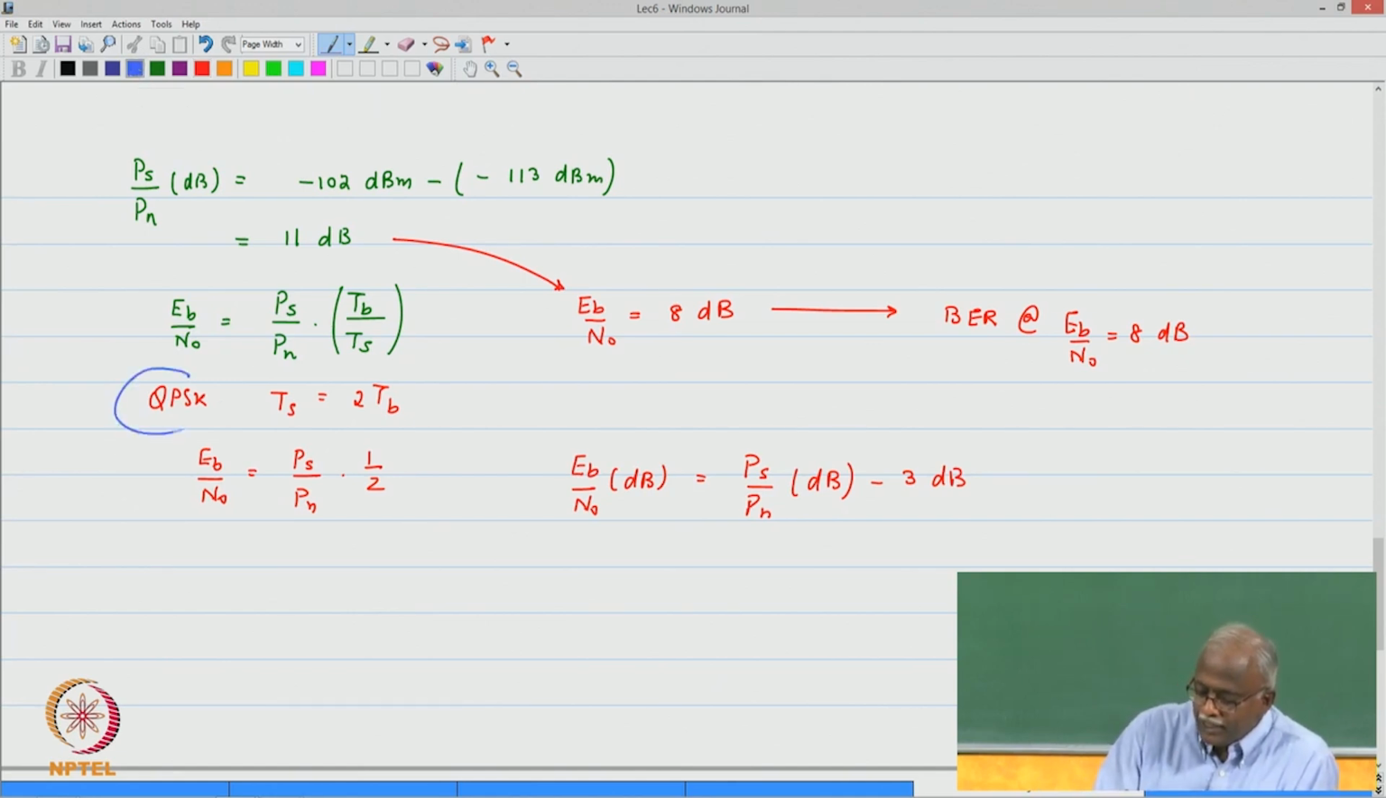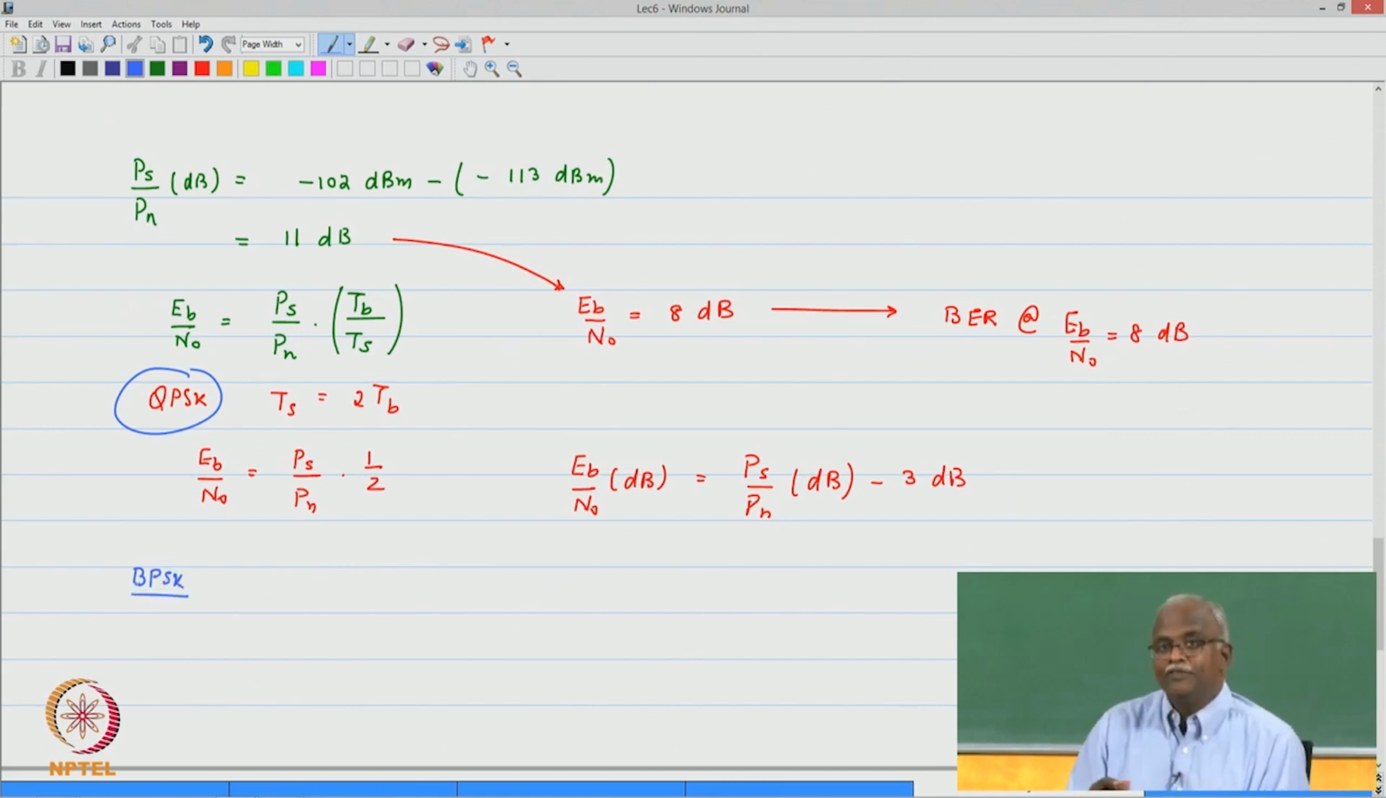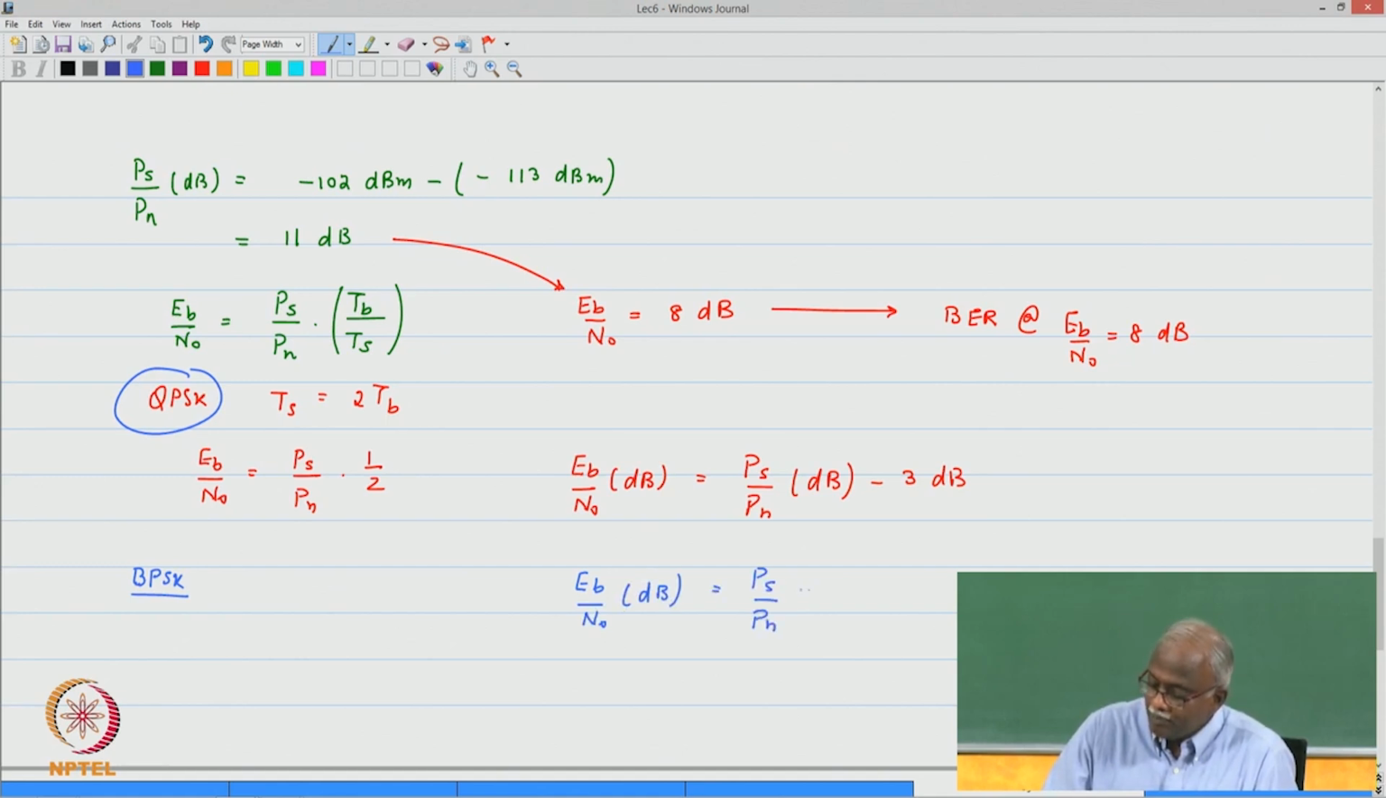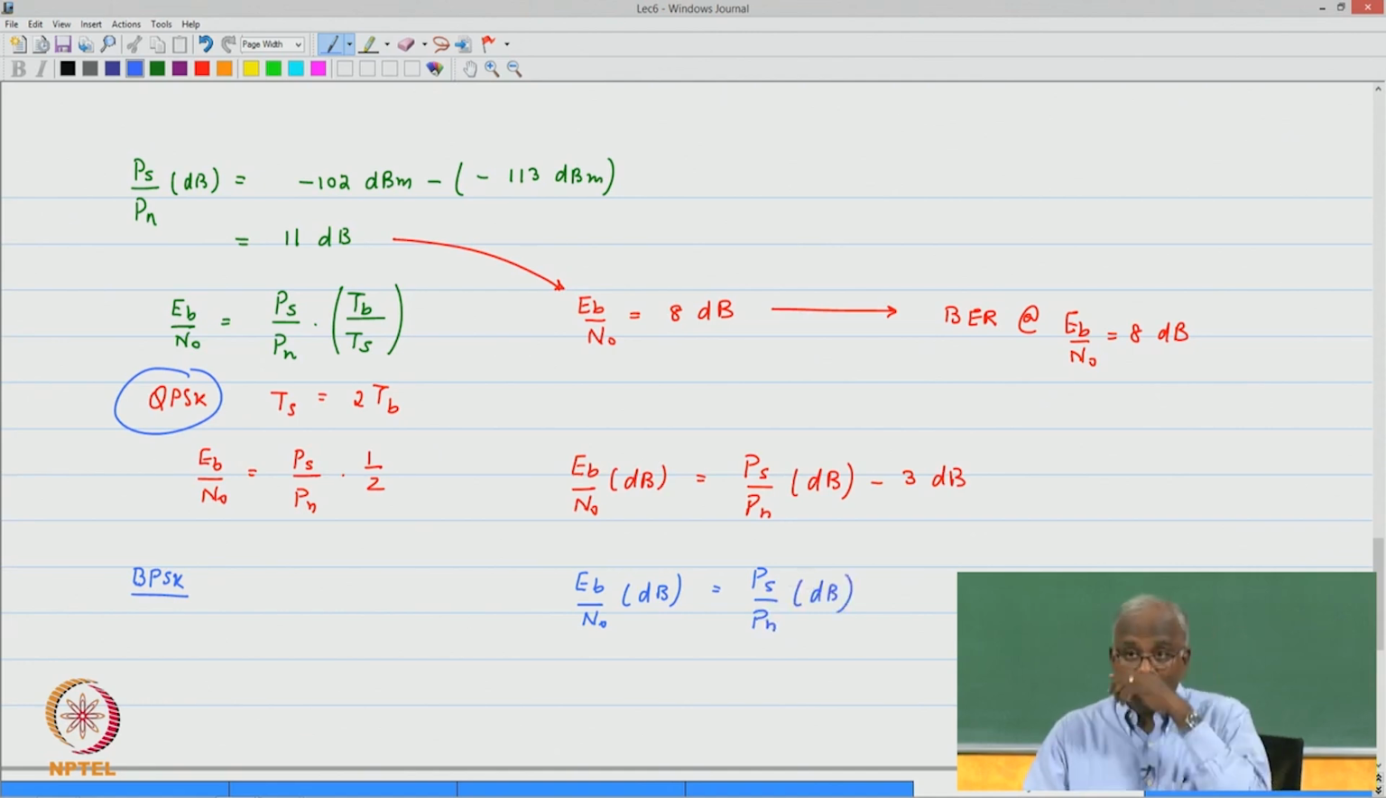Now, instead of QPSK, if the system had been BPSK, would anything have changed in terms of the PS by Pn? Assuming that we still had the same expressions before us, what we would find is that the relationship between Eb by N naught for BPSK would be PS by Pn in dB. So, if you achieved 11 dB PS by Pn, it would translate to 11 dB Eb by N naught.